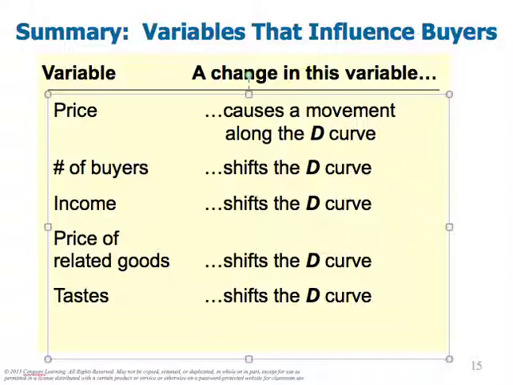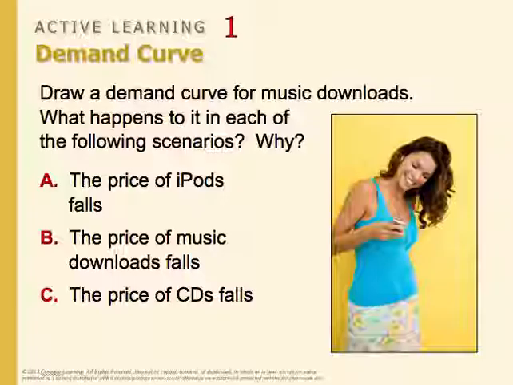Okay, let's have a look at an exercise now. Draw a demand curve for music downloads. What happens to it in each of the following scenarios and why? The first case is the price of iPods falls. The second case is the price of music downloads falls. And the third case is the price of CDs falls.